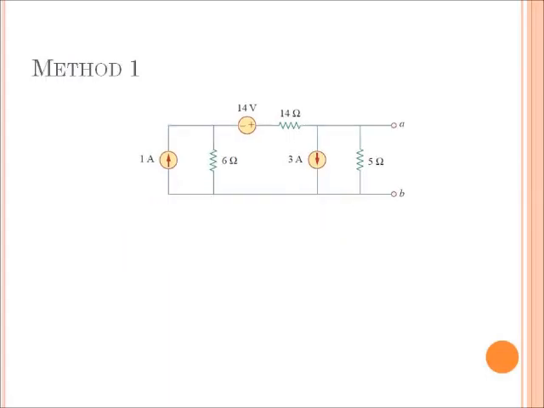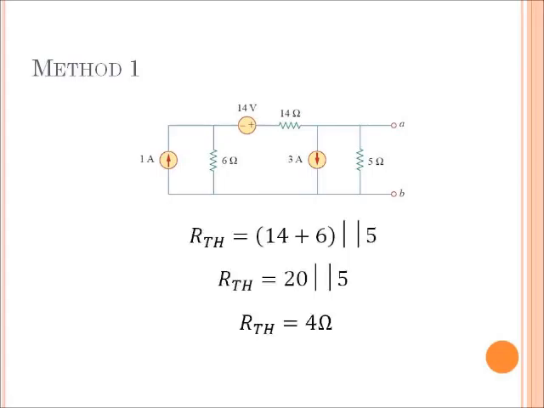The first thing we need to do in order to find the Thevenin equivalent is find the Thevenin resistance. In this problem, there are no dependent voltage or current sources. Because of this, we can use a very simple method to solve for R Thevenin. For this method, all we have to do is find the equivalent resistance from A to B.